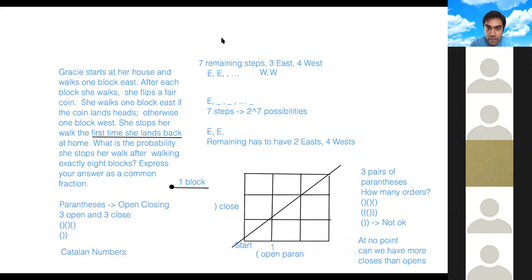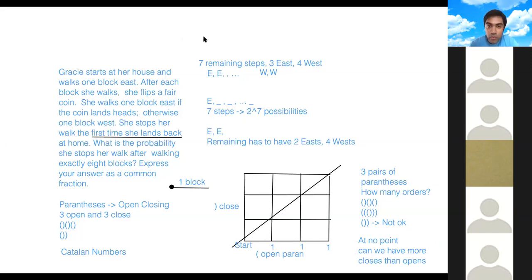What about here? Two steps to the right. This is just 2 open parentheses. So there's only one way to get there. And what about the third one? 3 open parentheses. There's only one way to reach here.